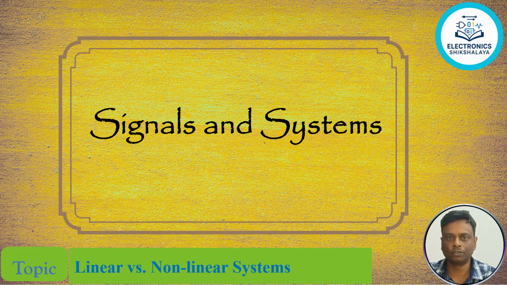A linear system obeys the superposition theorem. Any system that obeys the superposition theorem is known as a linear system. Otherwise, it is a non-linear system. So let us see how to identify whether systems are linear or non-linear.